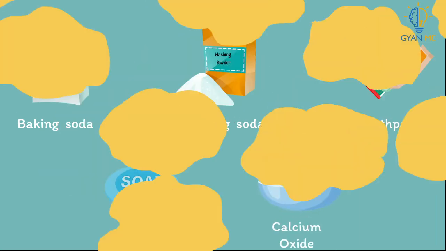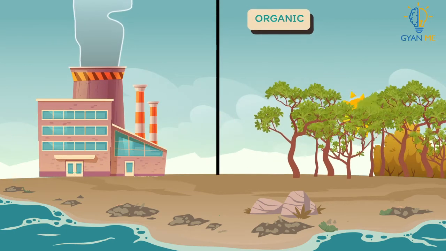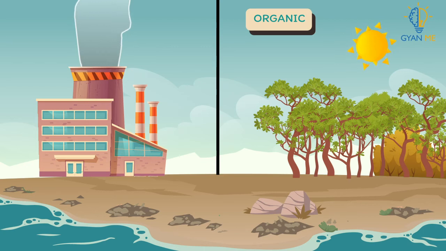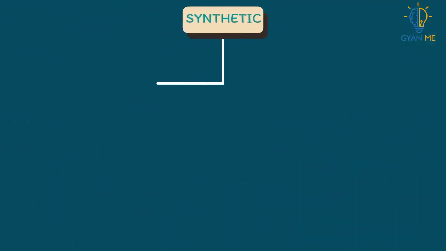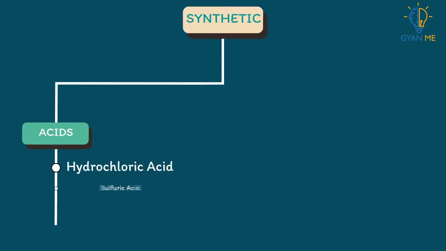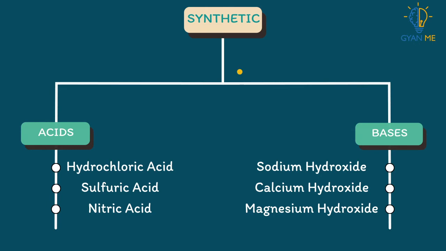Do you know students, these acids and bases are also artificially made in industries? Yes, they are. If they occur naturally, they are called organic acids and organic bases. If they are artificially made, they are called synthetic acids and synthetic bases. Examples of artificially made acids are hydrochloric acid, sulfuric acid, nitric acid, etc. And those of bases are sodium hydroxide, calcium hydroxide, magnesium hydroxide.